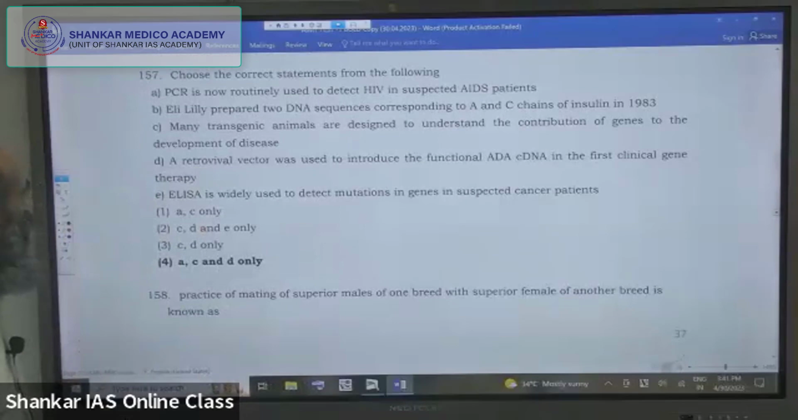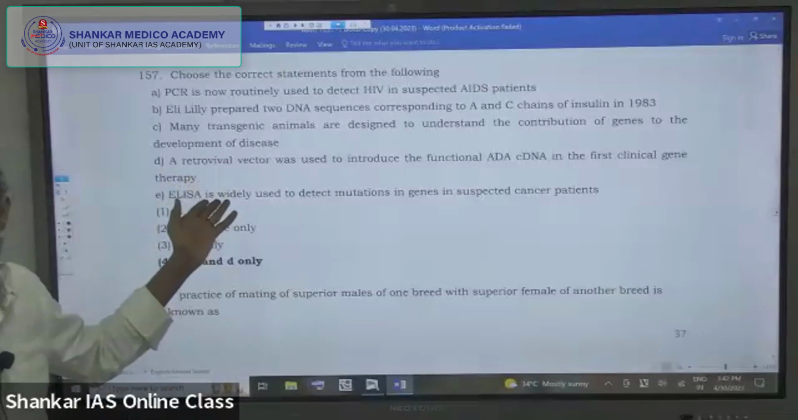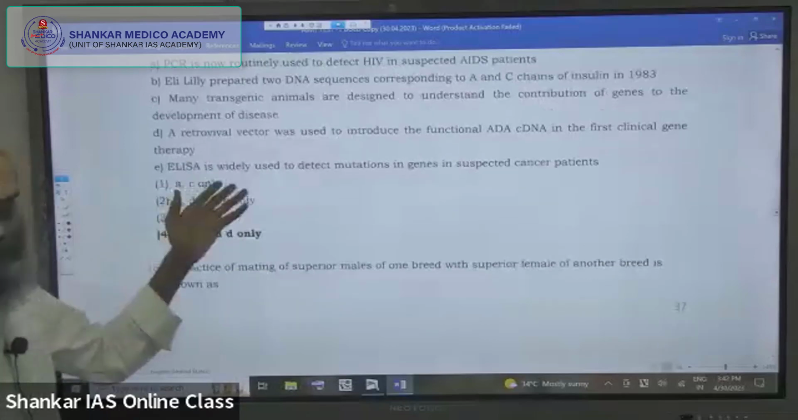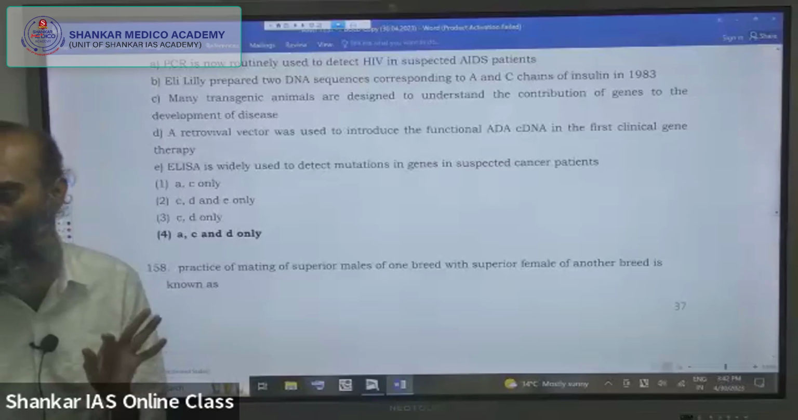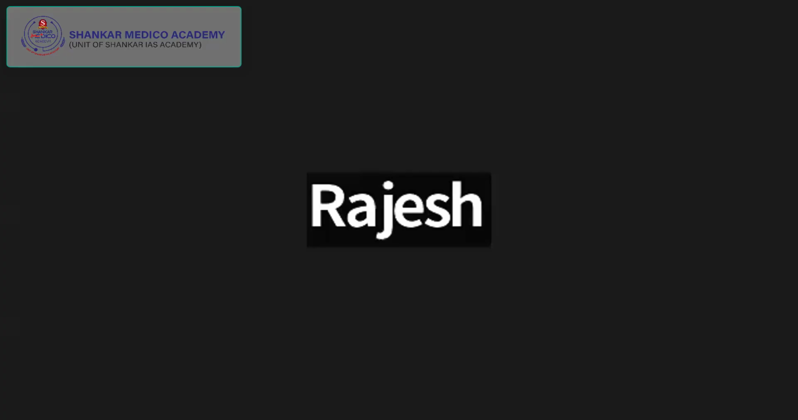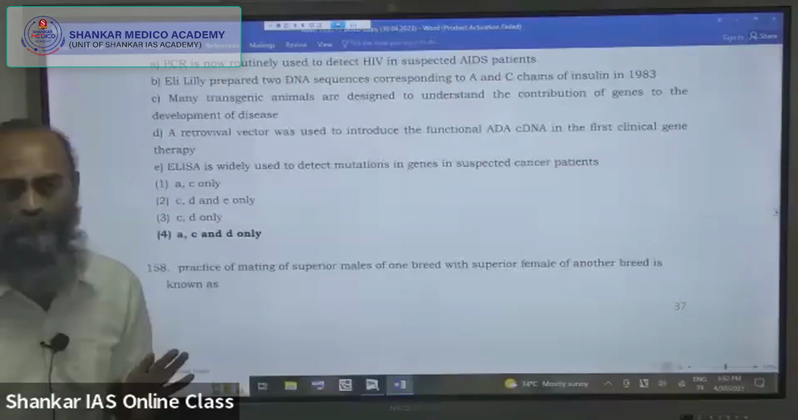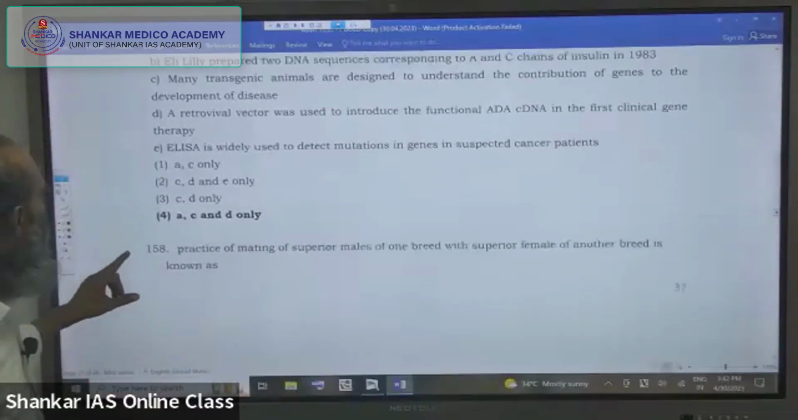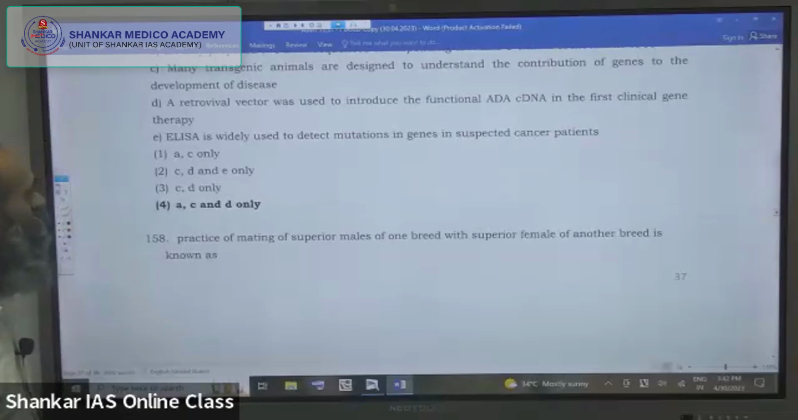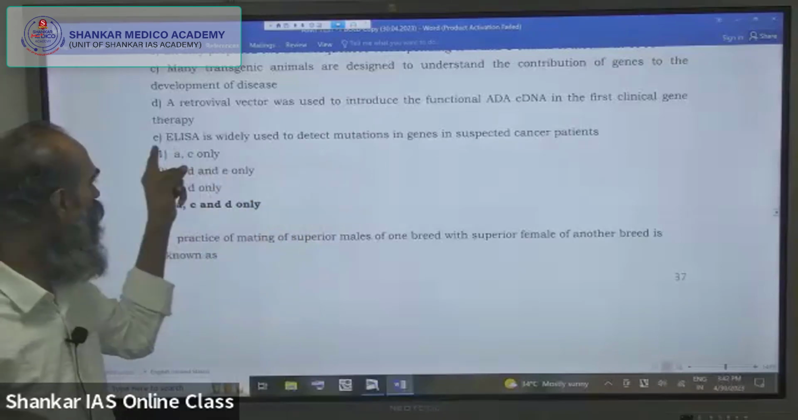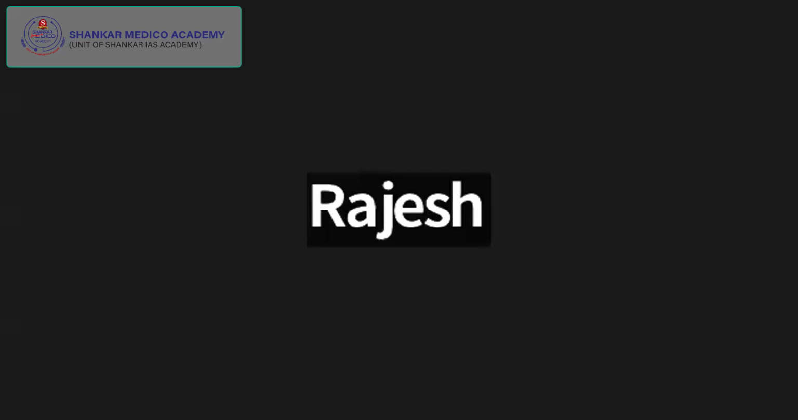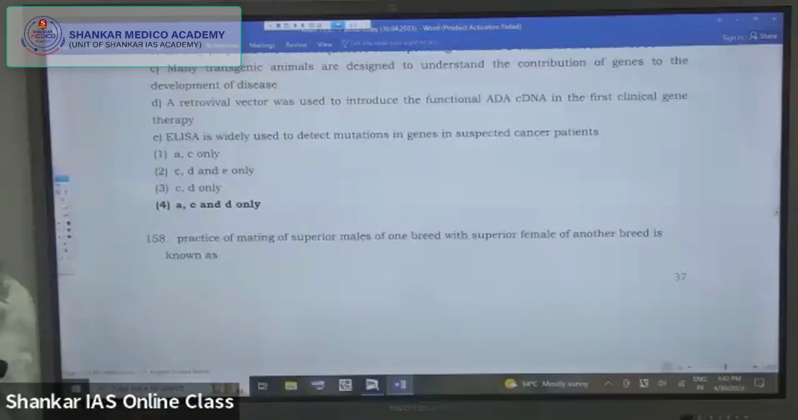A retroviral vector was used to introduce the functional ADA complementary DNA in the first clinical gene therapy. This is also retrovirus that has been used or not? For humans or animals, we are using the vector as retrovirus. For plants, Agrobacterium. Agrobacterium tumefaciens is correct. ELISA is widely used to detect the mutation in genes in suspected cancer patients. Is this statement true? What is the use of ELISA? Antigen antibody reaction. Antibody and antigen reactions.